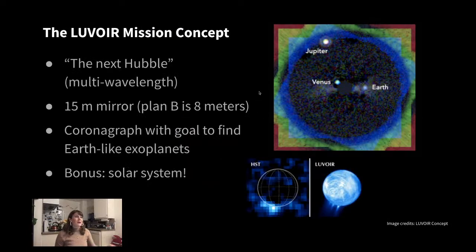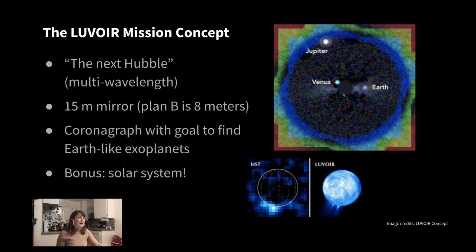It would be considered the next Hubble because it's multi-wavelength like Hubble was. It'd be looking in the ultraviolet, optical, and infrared. And because of that huge 15-meter mirror, it would be able to do so many cool things. For example, this picture on the bottom is what Hubble's picture of Enceladus looked like versus a simulation of what Enceladus would look like through LUVOIR, where you can resolve surface features and these plumes, and it would be amazing.